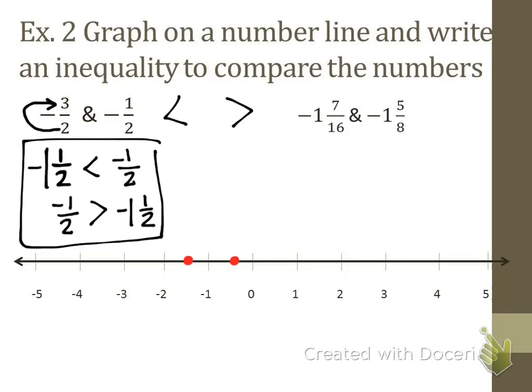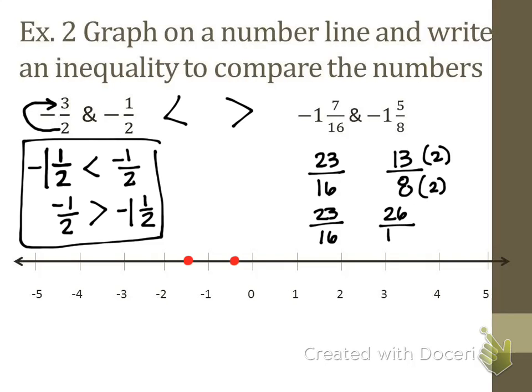So I say 16 times 1 is 16, plus 7 is 23 out of 16. 1 times 8 is 8, plus 5 is 13 over 8. So I need to get a common denominator. What would a good common denominator be? 16, exactly. So I need to multiply this by 2. So I've got 23 over 16 and 26 over 16.